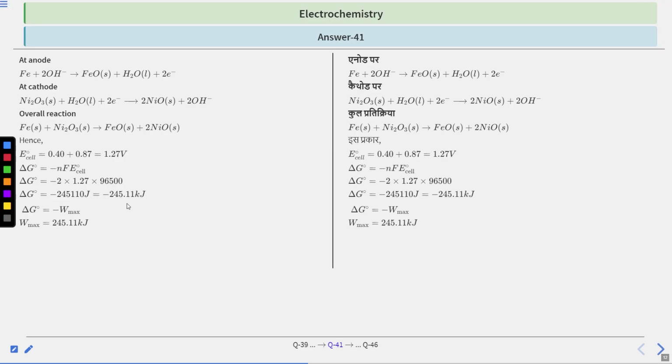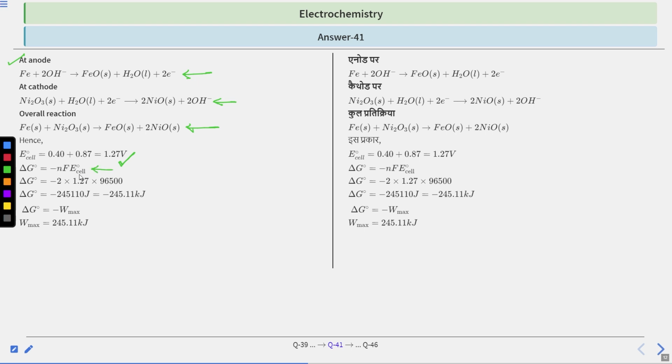And what we will do, at the anode we know this reaction is happening, Fe plus 2OH minus giving us FeO plus H2O plus 2 electrons. And at the cathode this reaction is happening, that is Ni2O3 plus H2O plus 2 electrons giving us 2 NiO plus 2 OH minus. The overall reaction will be the sum of these two anode and cathode reactions. It will be Fe plus Ni2O3 giving us FeO plus 2 NiO. And hence the E naught cell will also be the sum of the E naught of these two anode and cathode reactions. It will be 0.40 plus 0.87, which is 1.27 volt.